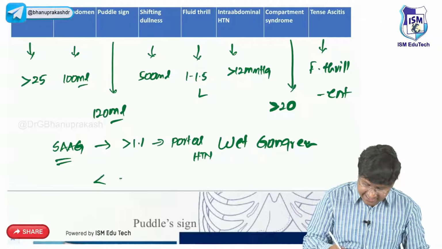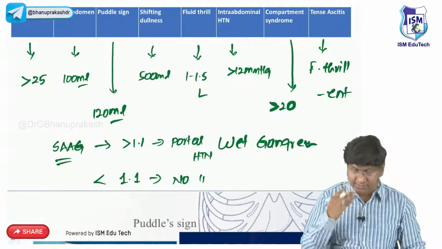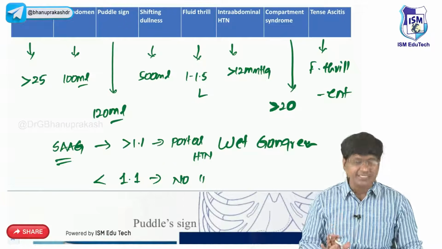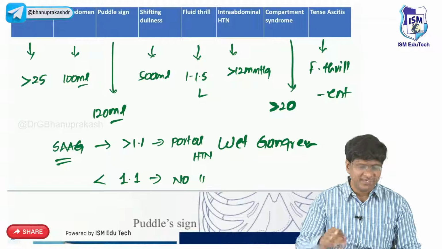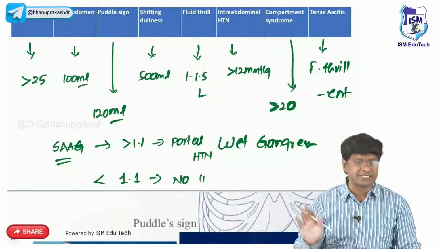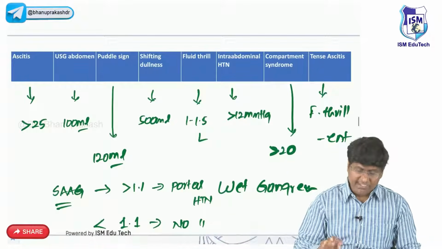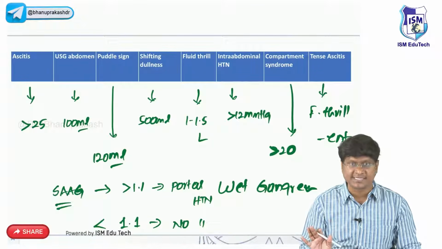And if the SAAG is less than 1.1, that means there is no portal hypertension, but there is development of ascites. So this is the importance of your SAAG. More than 1.1, it is secondary to portal hypertension. Less than 1.1, it is not portal hypertension, but some other causes causing this ascites. Okay, so this is about the story related to the ascites component.